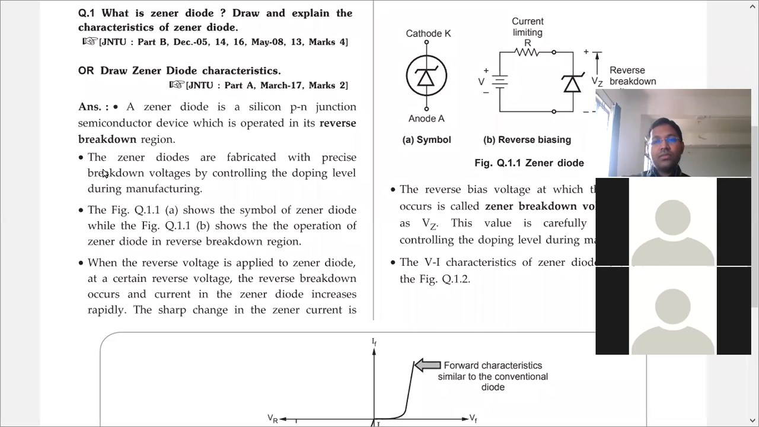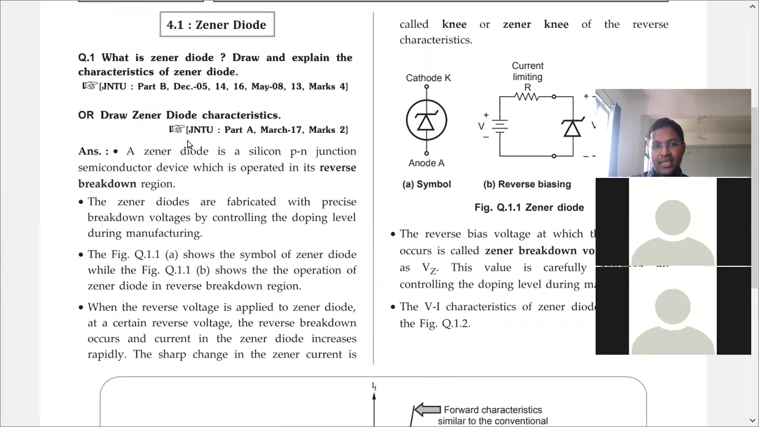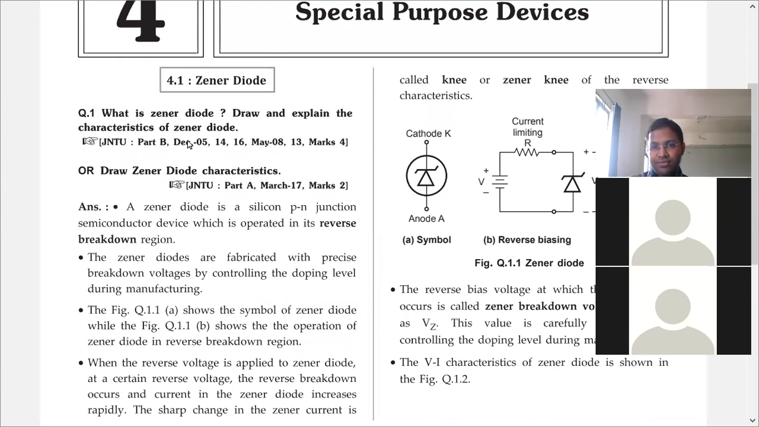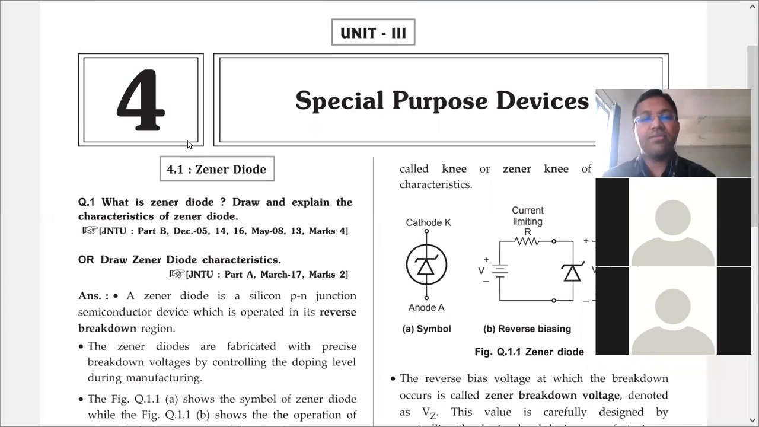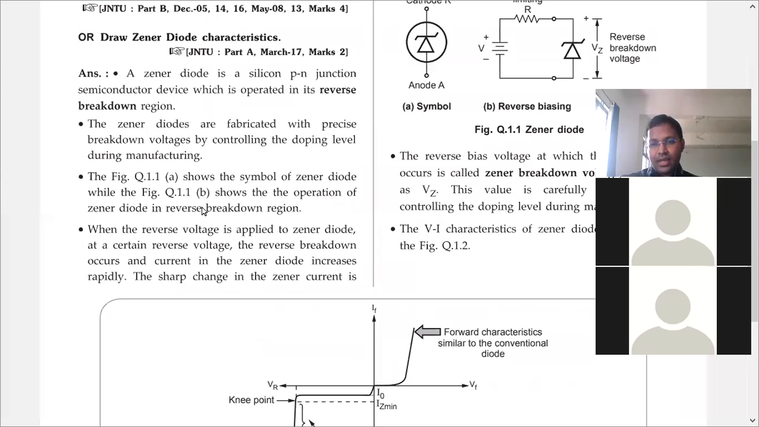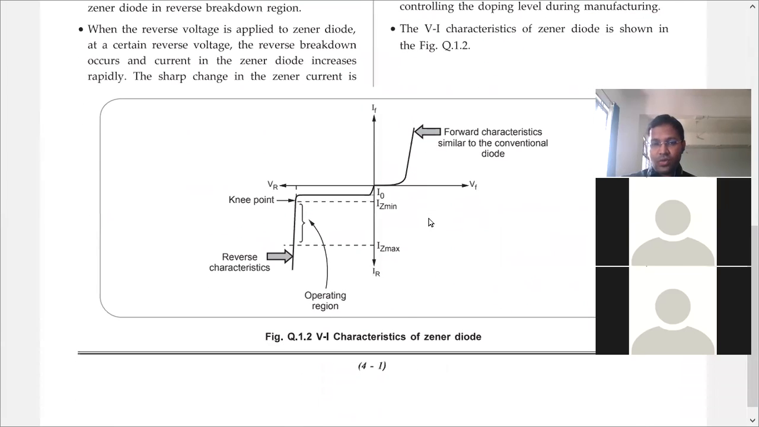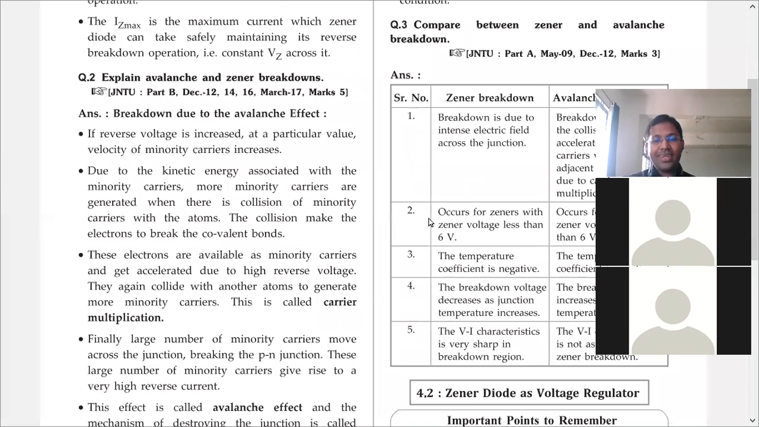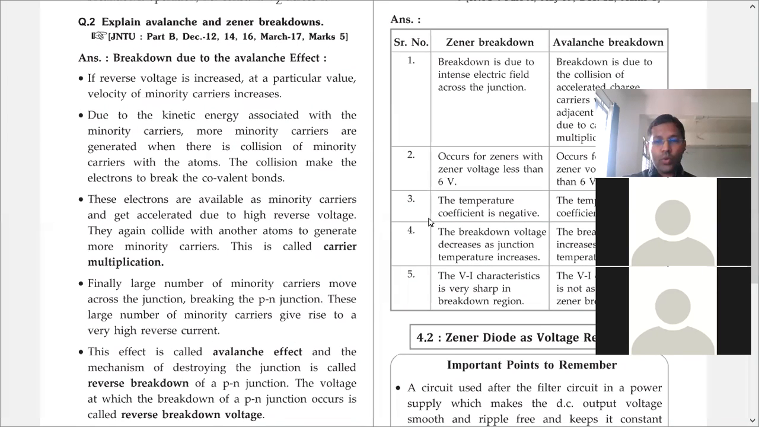Right. So, in the previous class, we started discussing the second half of third unit, which is special purpose devices. And I have already explained the Zener diode, and how it acts as a voltage regulator. This I have explained on the board in the previous class, right?